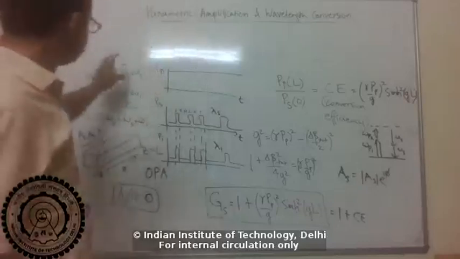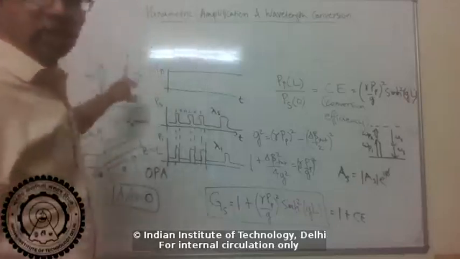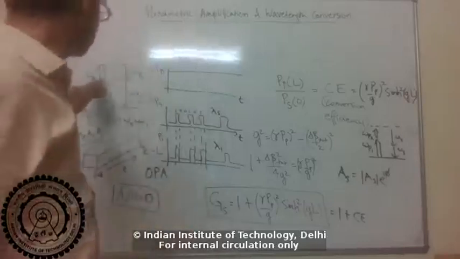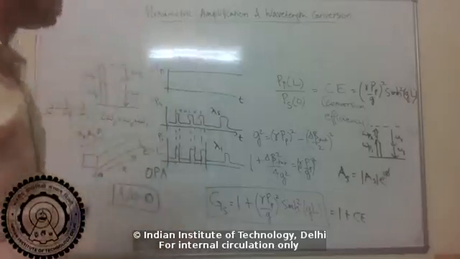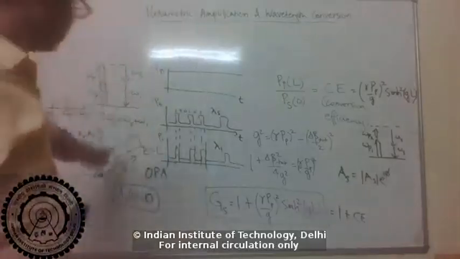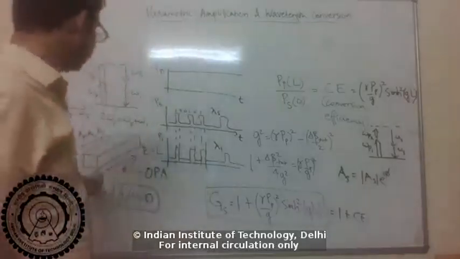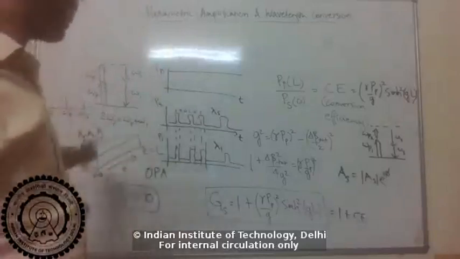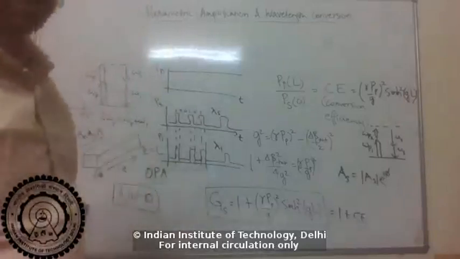So any parametric nonlinear process is phase sensitive, in the sense that it depends on the relative phases of the fields involved. But for the special case where we are not sending an idler, it's independent of the signal phase. So in that sense, it's acting as a phase insensitive amplifier.